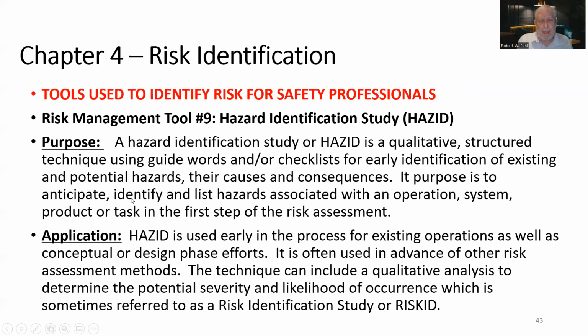All right, risk management tool number 9, hazard identification study. A hazard identification study, or HAZID, is a qualitative structured technique using guide words and/or checklists for early identification of existing and potential hazards, their causes and consequences. Its purpose is to anticipate, identify, and list hazards associated with an operation, system, product, or task in the first step of the risk assessment.